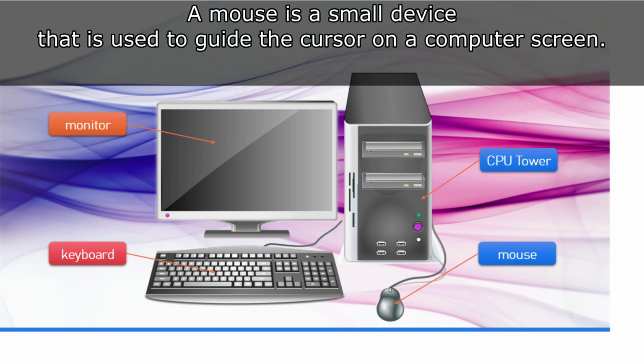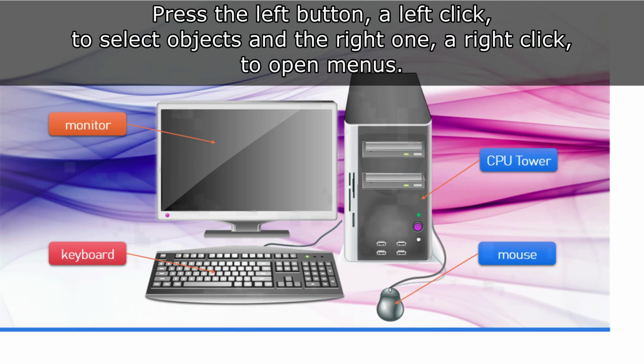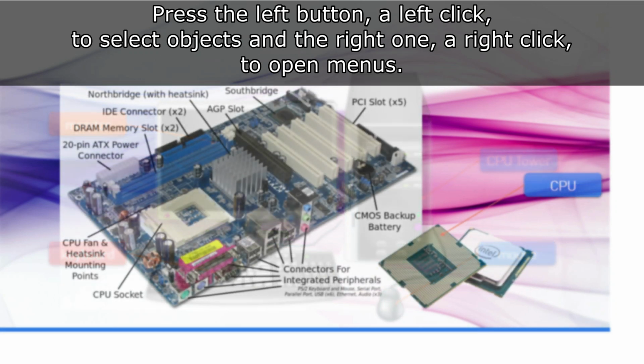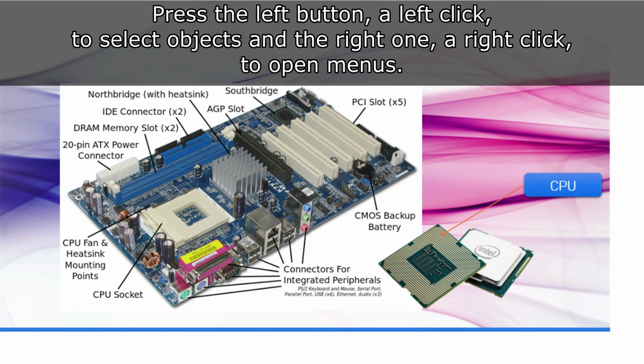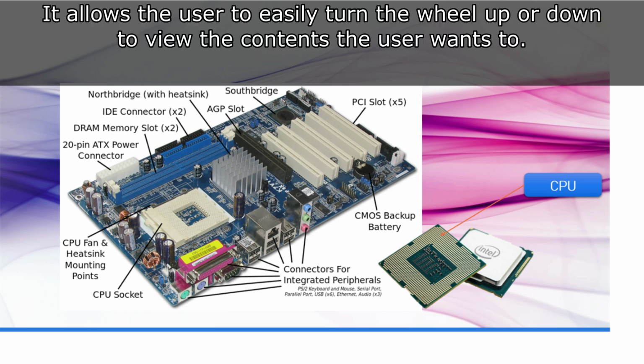A mouse is a small device that is used to guide the cursor on a computer screen. It usually has two buttons. Press the left button, a left click, to select objects, and the right one, a right click, to open menus. In addition, there is a scroll wheel between the buttons. It allows the user to easily turn the wheel, up or down, to view the contents the user wants to.